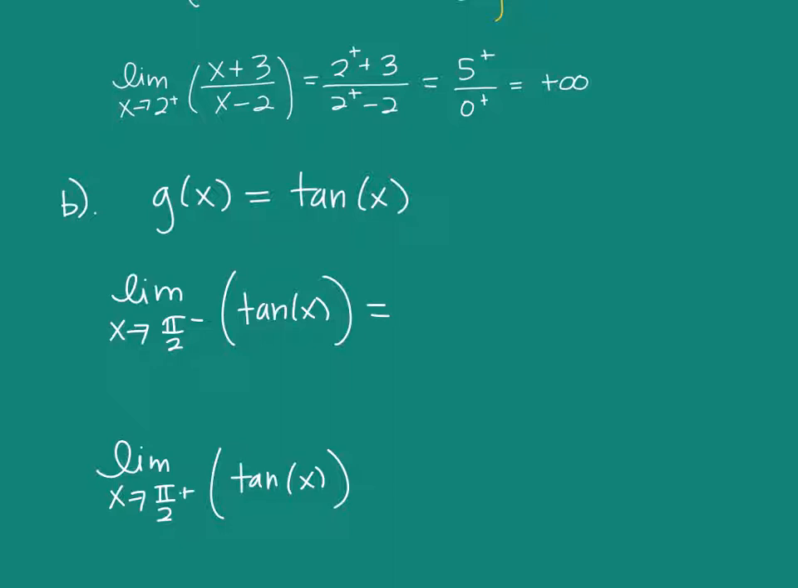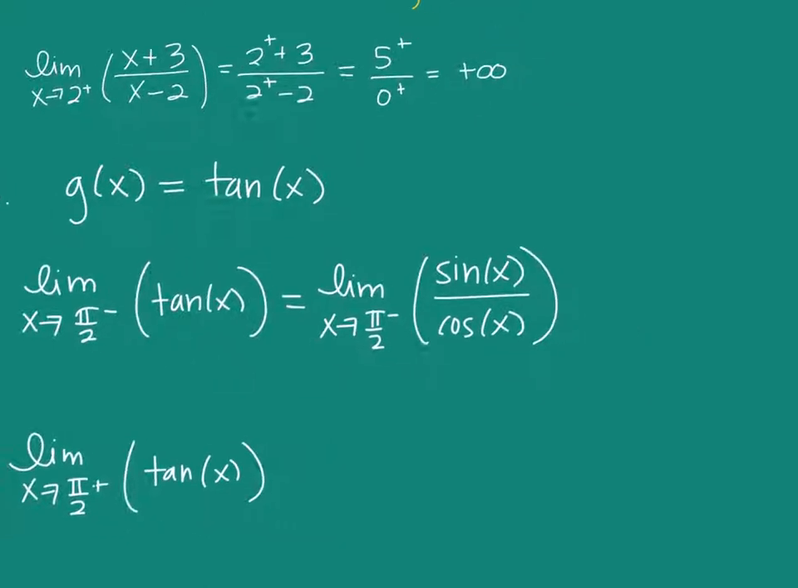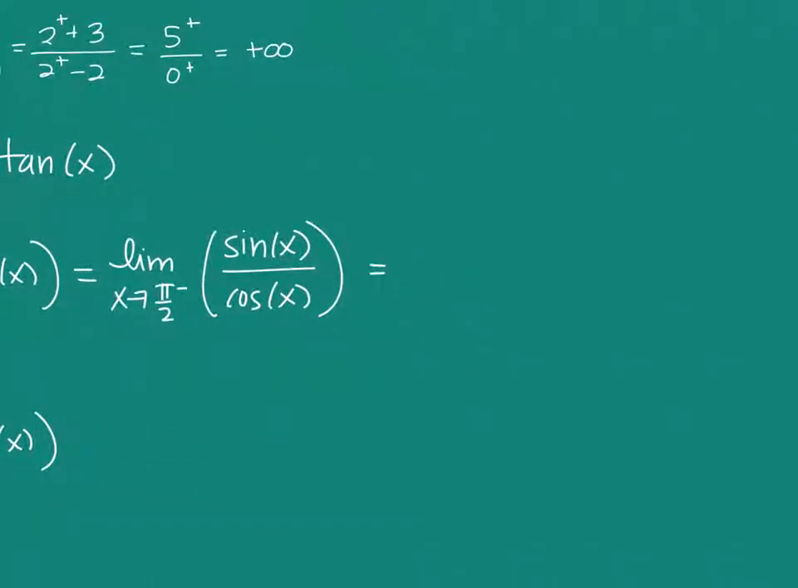How can I bring a denominator into this question? Sine over cosine. Okay, good. So the limit approaching pi over 2 from the left, I will now be doing for sine of x over cosine of x. Okay, so we need to evaluate what is sine of pi halves approaching from the left side, and what is cosine of pi halves approaching from the left side.